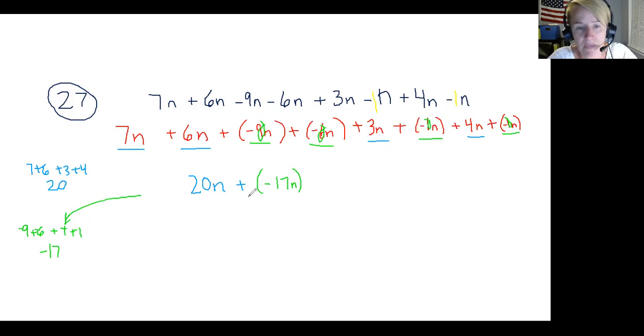So now I have to combine a positive 20n plus a negative 17n, which is going to end up with a 3n, because 20 minus 17 is 3. So there's two different ways that you can solve number 27. It's just personal preference. I'm going to turn you loose.